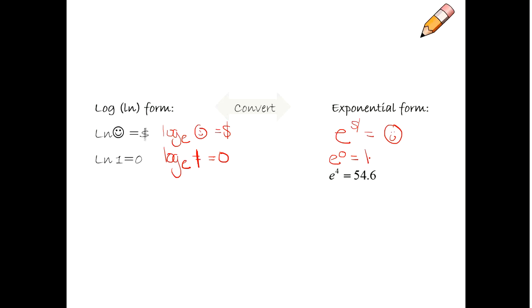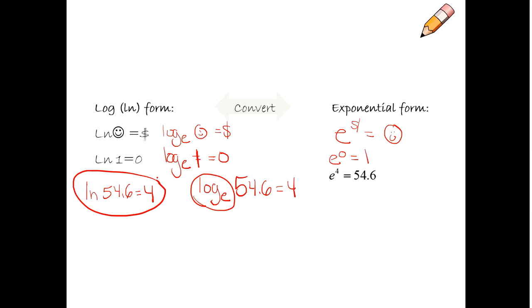What about e to the 4th equals 54.6? Well, guys, let's convert to log form first. That would be log base e of 54.6 equals 4. And we know log base e is the same as ln. So ultimately, I'm going to write this as ln of 54.6 equals 4, and that would be the correct and final answer. So guys, start associating in your mind: log base e is ln. They liked it so much that they gave it its own function.